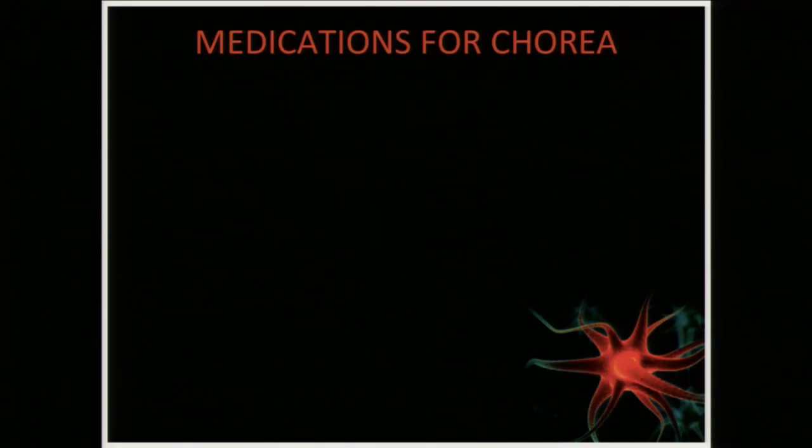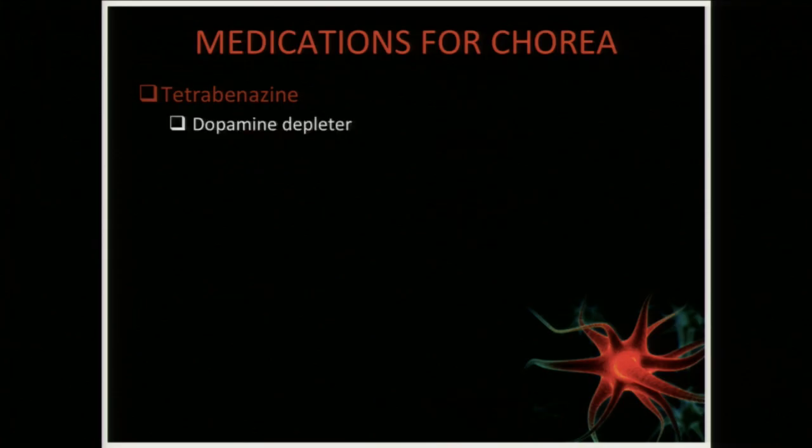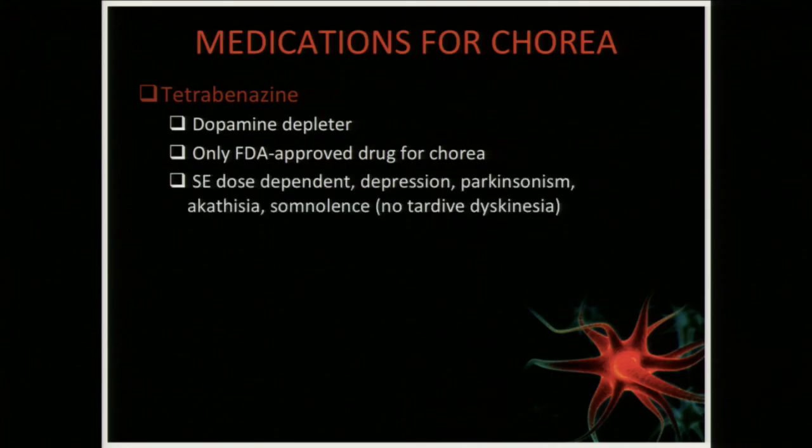Okay, so now let's move on to tetrabenazine. This is the only FDA-approved medication for Huntington's chorea. It is a dopamine depleter, and what that means is it will not allow dopamine to become more available to the system, and therefore it calms down the movements.